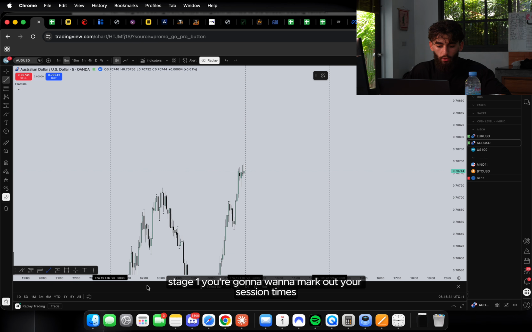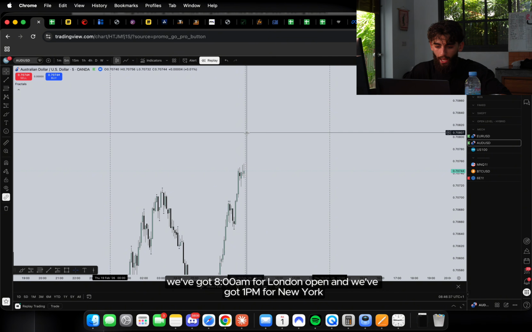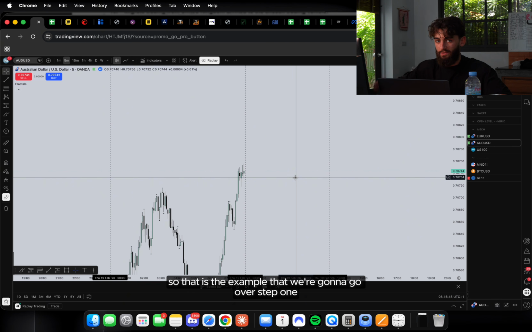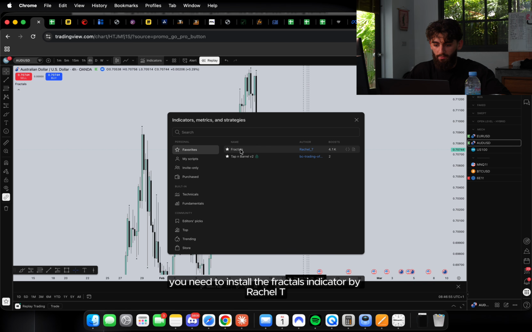Stage one, you're going to want to mark out your session times. So we've got midnight for Asian Open, we've got 8 AM for London Open, and we've got 1 PM for New York. This specific version of this strategy, Leon only traded during London session, so that's the example that we're going to go over. Step one, you need to install the fractals indicator by Rachel T.